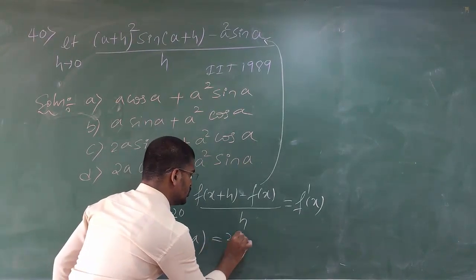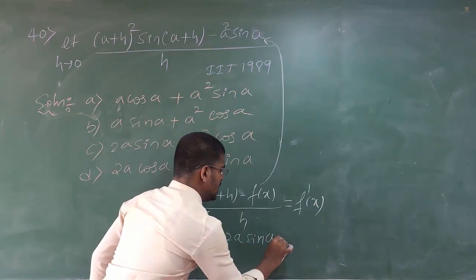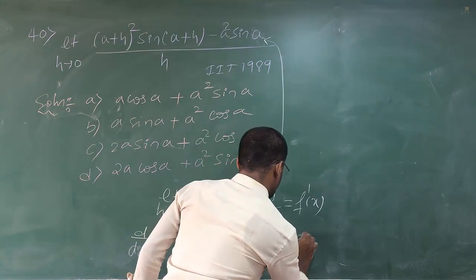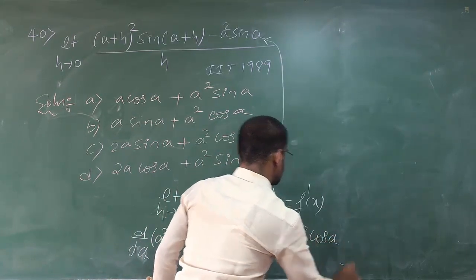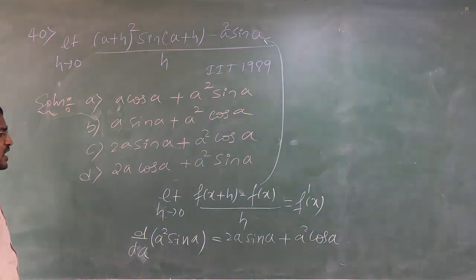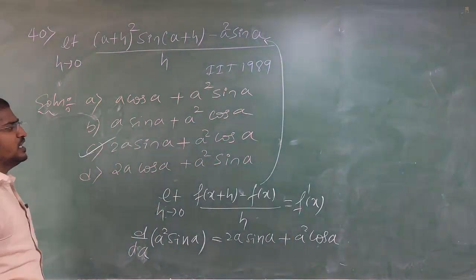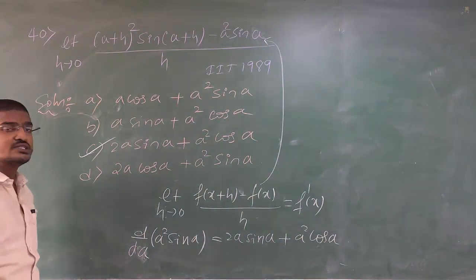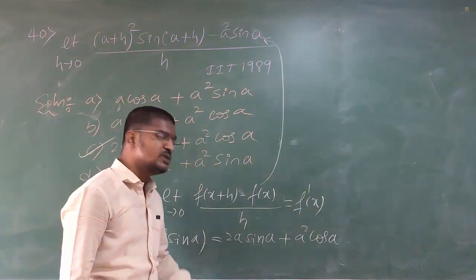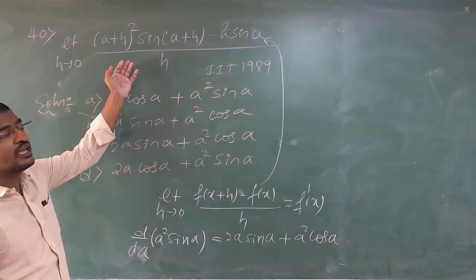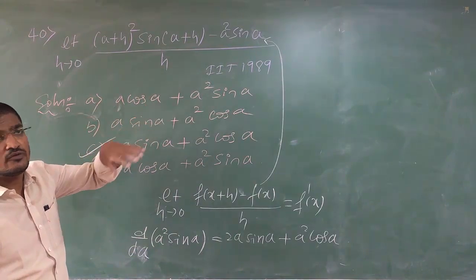That will be 2a sine a plus a square cos a. So what is your answer? 2a sine a plus a square cos a. Have you got my point? Very easy problem. You can solve it by L'Hospital rule also or other different formulas.